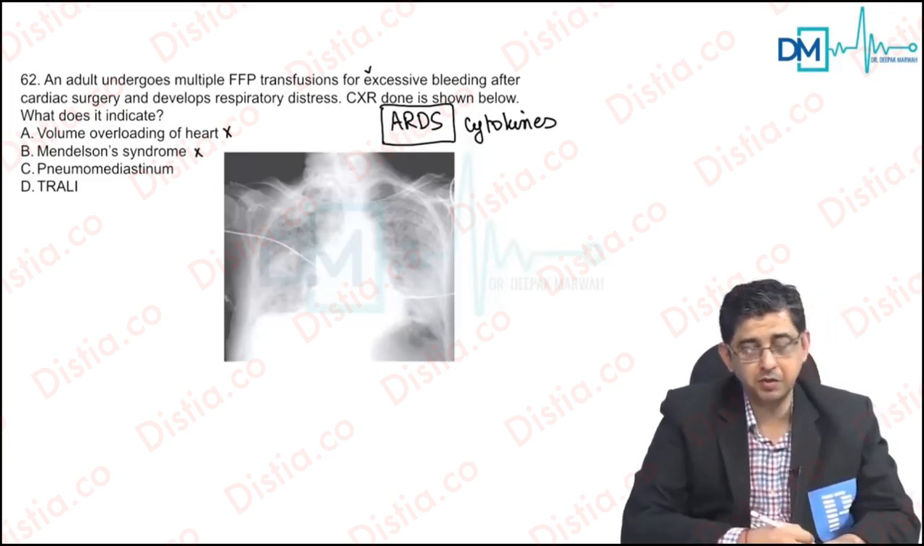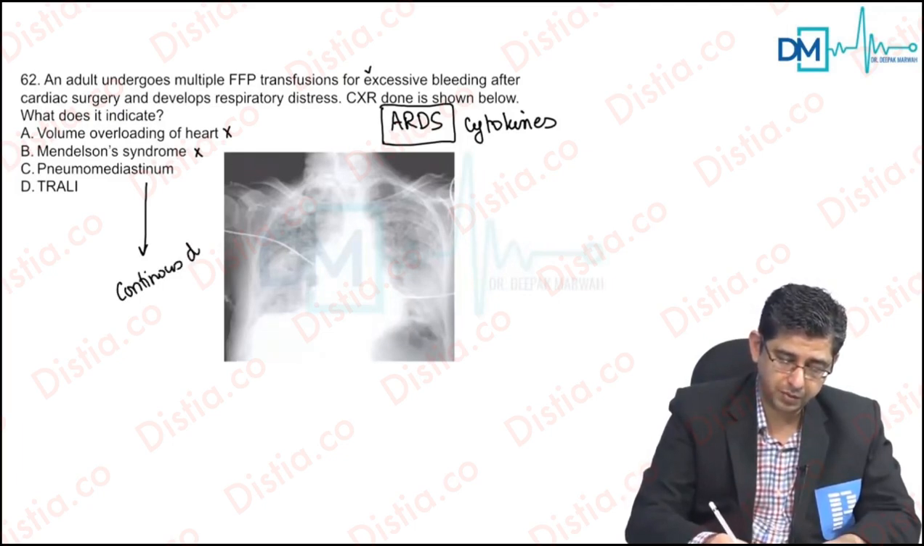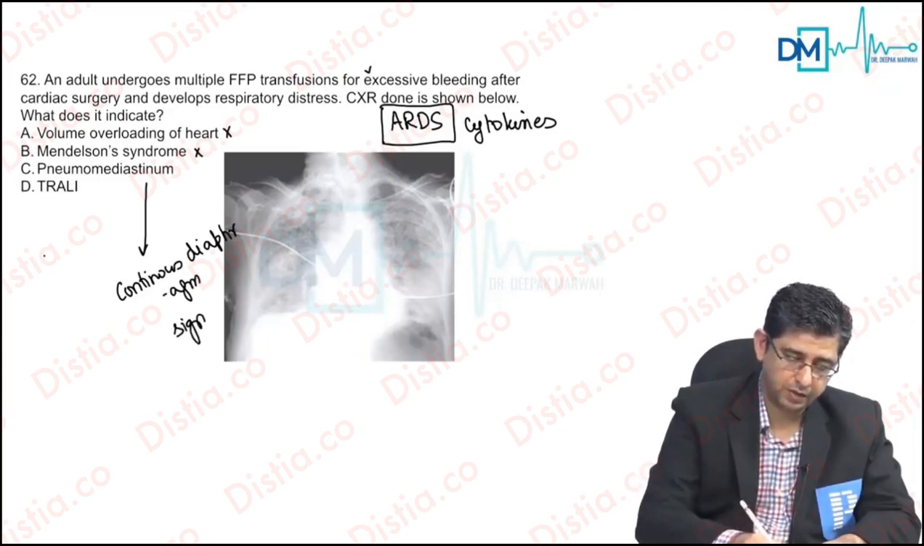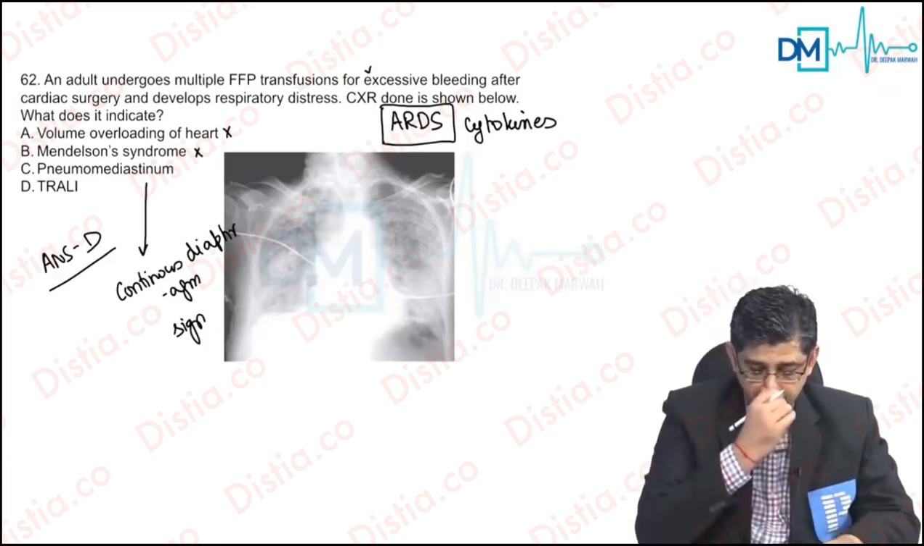Mendelson syndrome is aspiration of stomach acid. There is no such history given. In pneumomediastinum, you will have a continuous diaphragm sign. There is none present here. So in the absence of clear logic for the others, this cannot be anything except delta, that is TRALI, transfusion related acute lung injury, which is occurring in the patient, and this is the non-cardiogenic pulmonary edema that is developing in the patient.